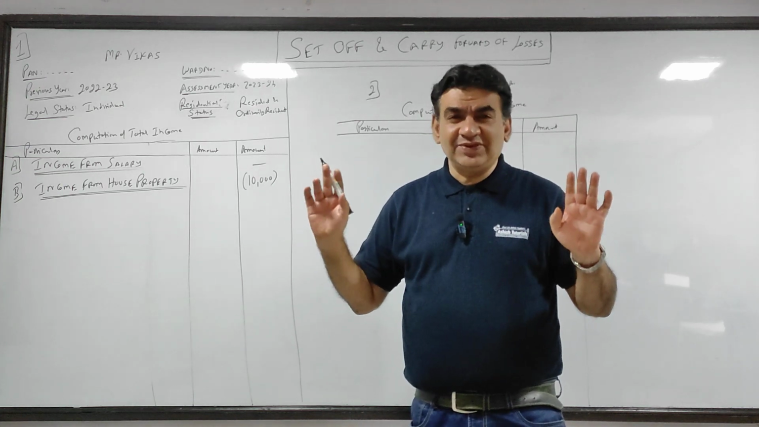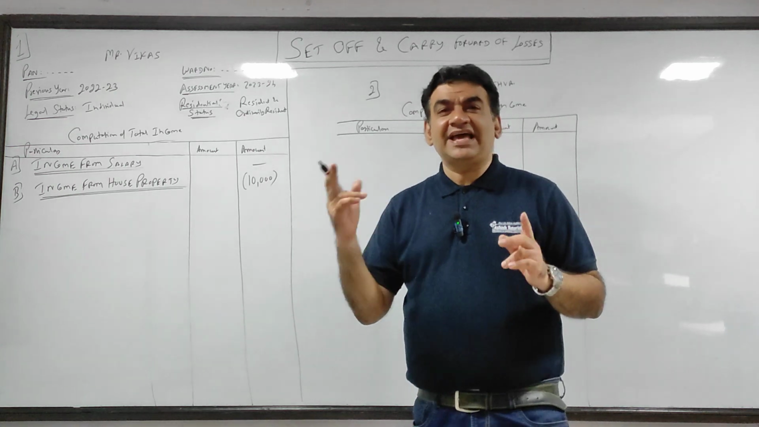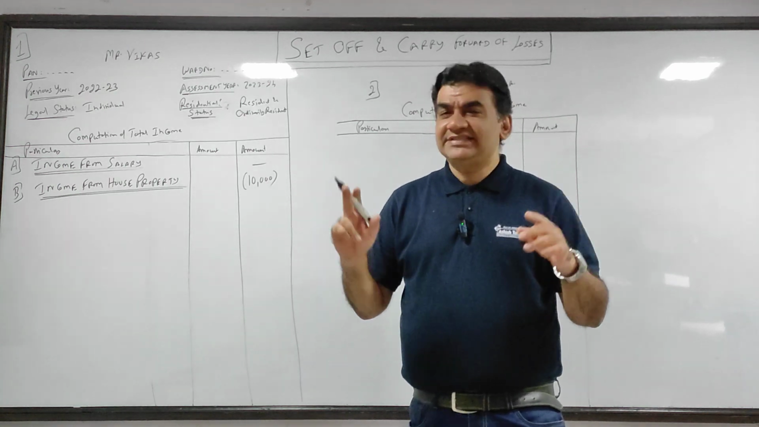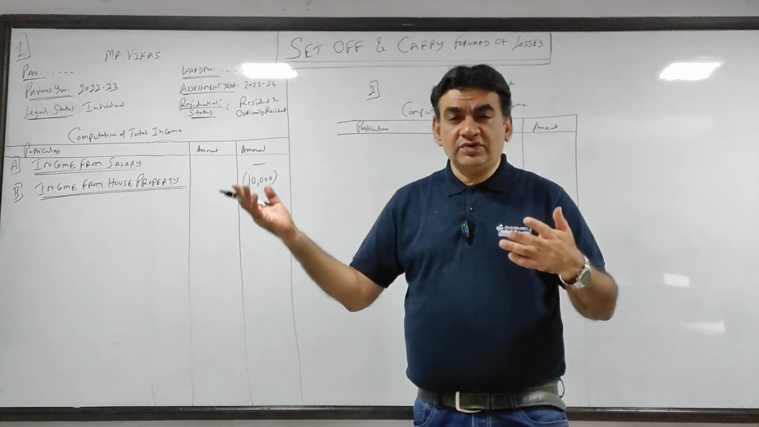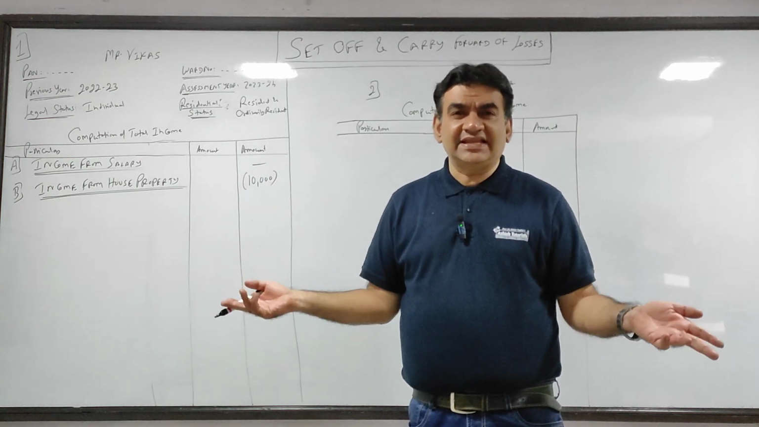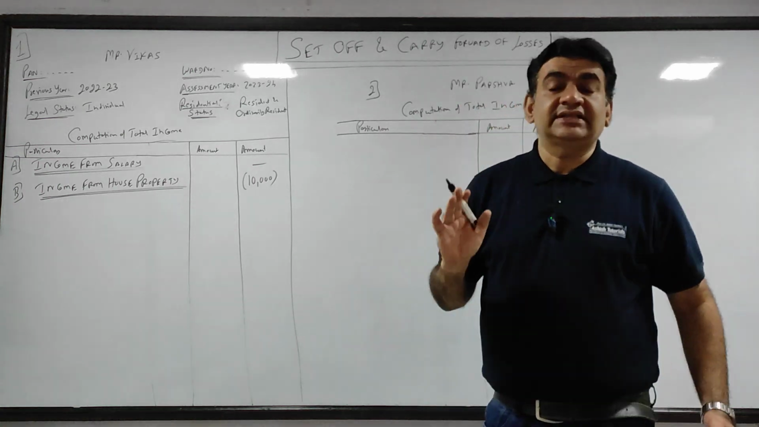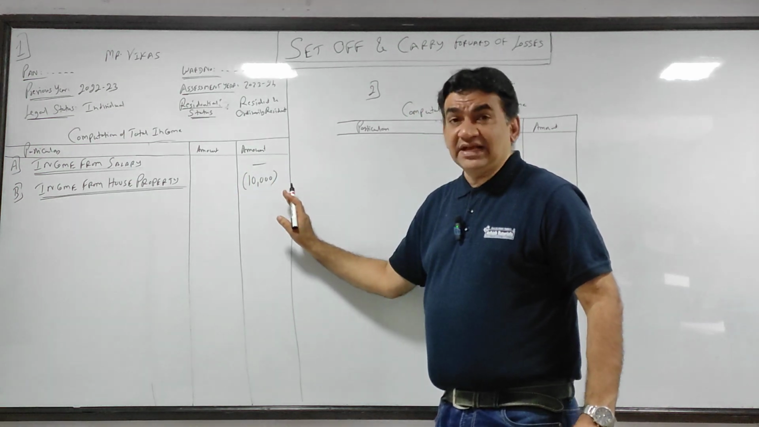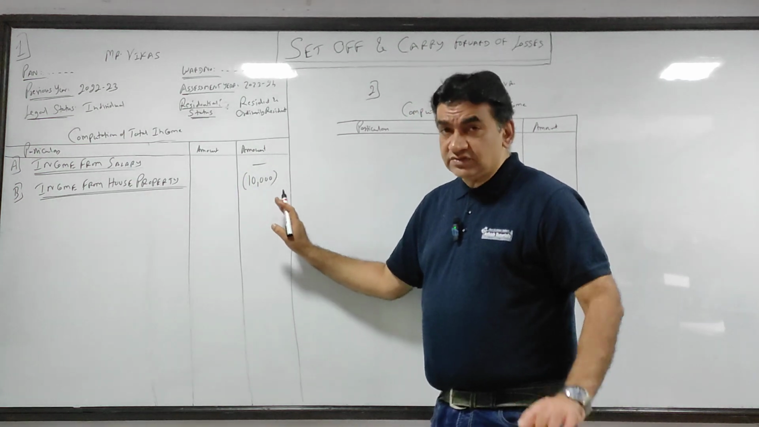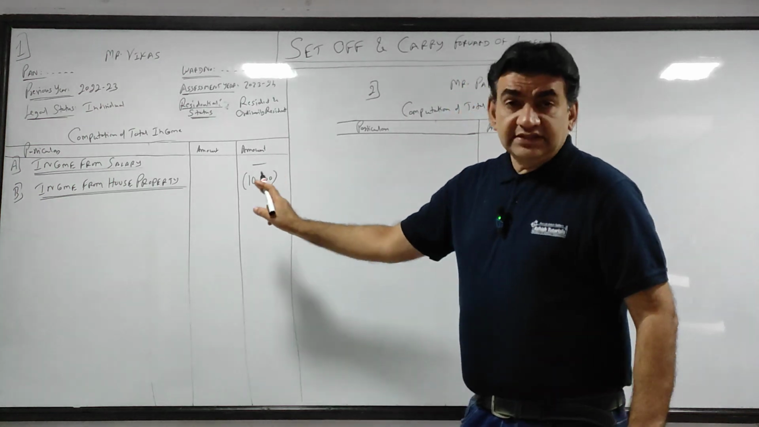The reason I am explaining is that in the past students sometimes have asked me, sir, what to do if there is a loss in salary? There can be no loss in salary. You are working somewhere; if you work, you get salary. If you don't work, you don't get salary. So there can never be a loss in salary. Keep that basic thing in mind. Okay. So house property loss 10,000. Why have I written 10,000? I'll come to that point in two or three minutes.